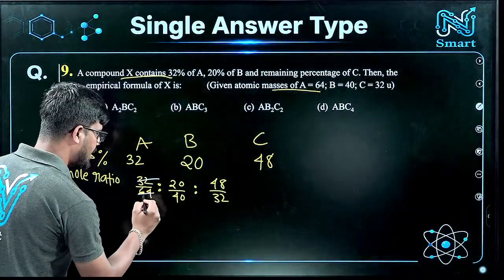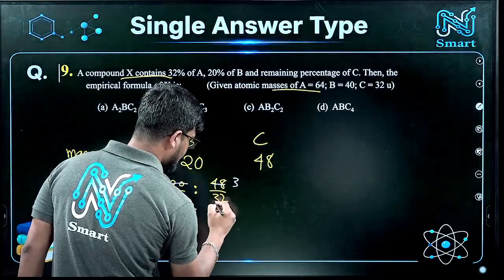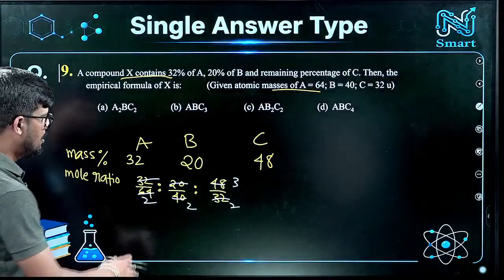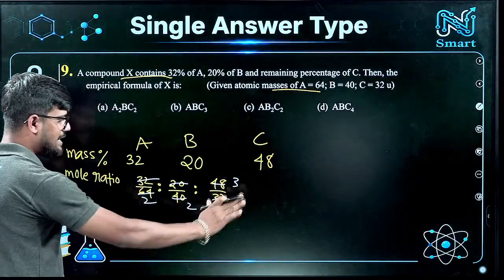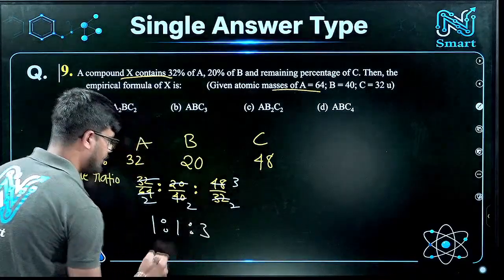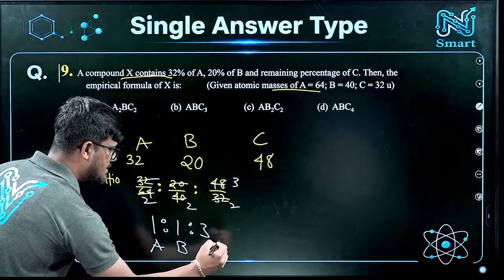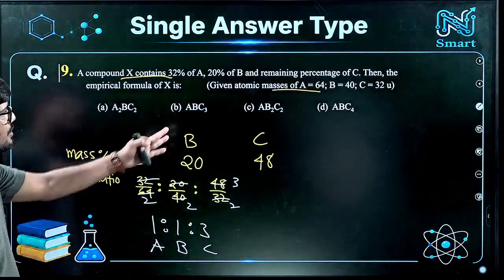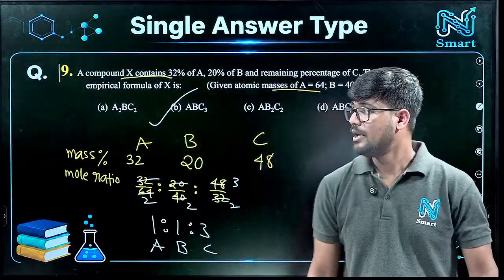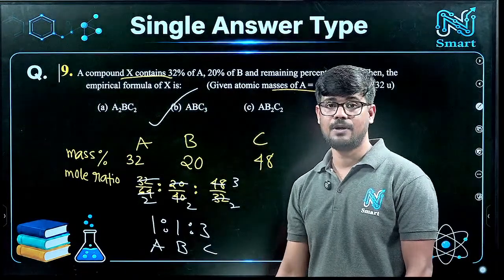So here 2 we are getting, here 2 we are getting, and here 3 by 2. 3 by 2, correct? So now if you multiply this entire thing with 2, then we will get 1:1:3. So that means A will be 1, B will be 1, and C will be 3. So in which case are we getting? Option B.